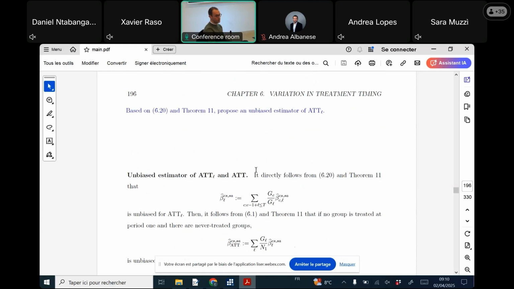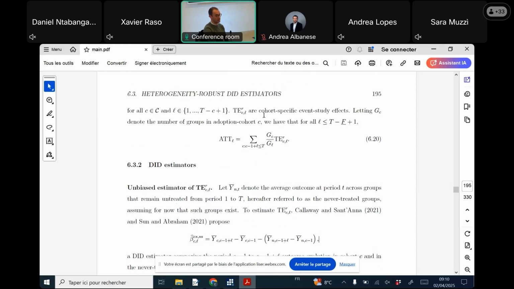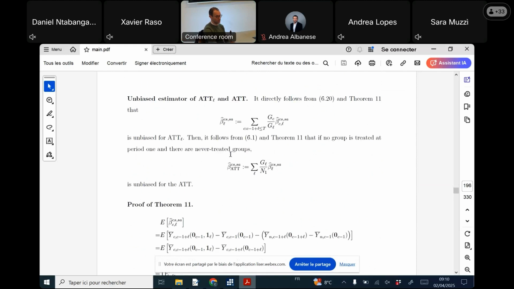So once we've unbiasedly estimated our building blocks, the cohort-specific event study effects, to estimate the aggregated event study effects, we can just follow this formula. We know that the aggregated event study effects are a weighted average of the cohort-specific ones. So we can just plug in our unbiased estimator of the cohort-specific event study effects, and that will give us an unbiased estimator of the aggregated event study effects, which is what we're doing here.